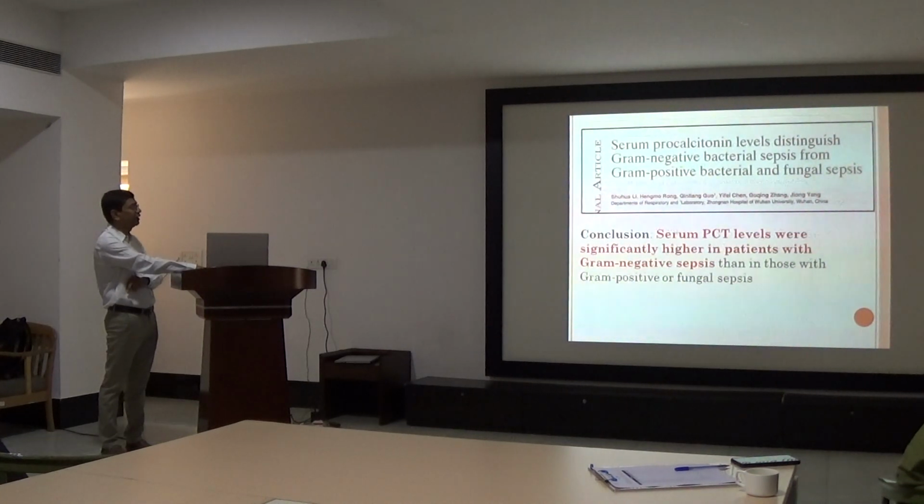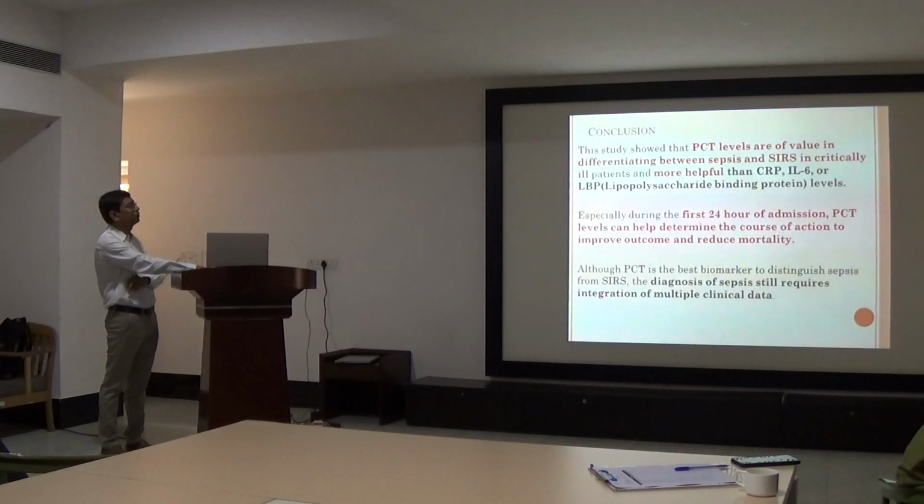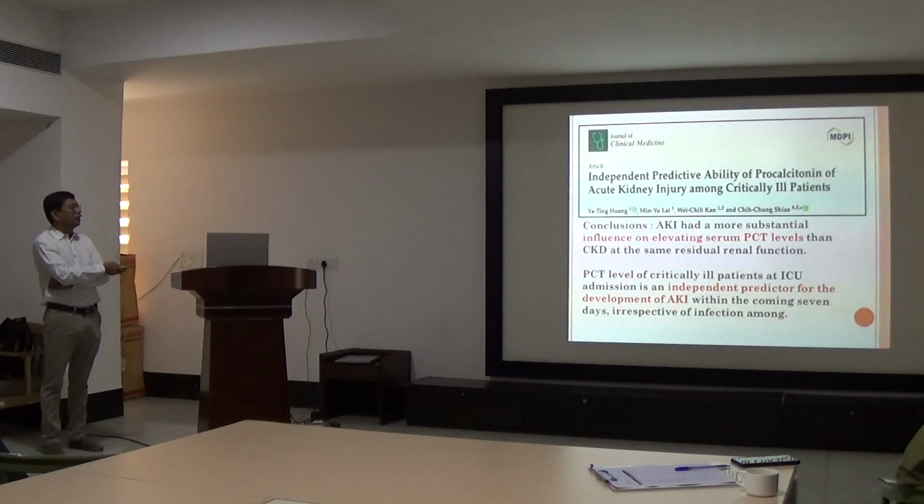So this is also the same. PCT is very helpful compared with CRP, interleukin-6 and LBP, lipopolysaccharide binding protein. And this is also very good. Acute kidney injury has a more substantial influence on elevating serum PCT level than CKD with the same residual renal function. If the patient has AKI, the PCT value will rise. And this is also a very important statement.